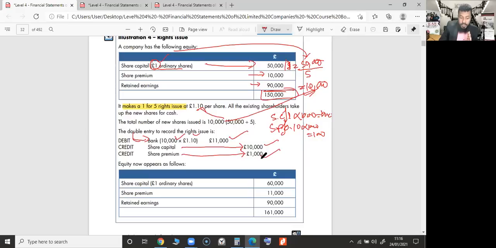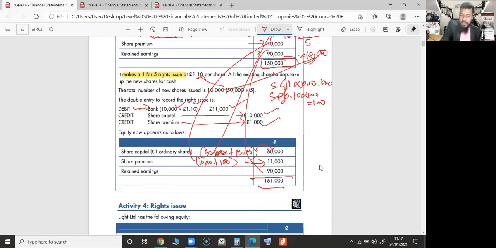Now look at this. Your equity structure is getting changed. Before it was 50,000 shares. Where do you get it from? Here. Plus 10,000. 60,000. Before you had 10,000 share premium, but because of the rights issue, you're not giving it for free. Your company is selling it to the existing shareholders at a 1,000 premium. That's 11,000. And retained earnings is unchanged. Your total capital has changed from 150. It's gone up by 11,000.